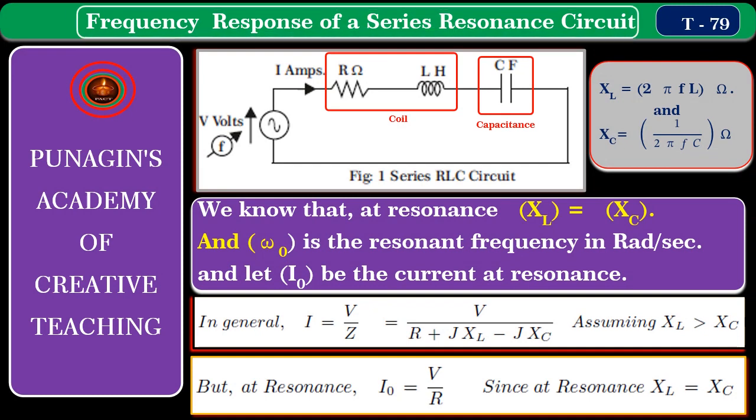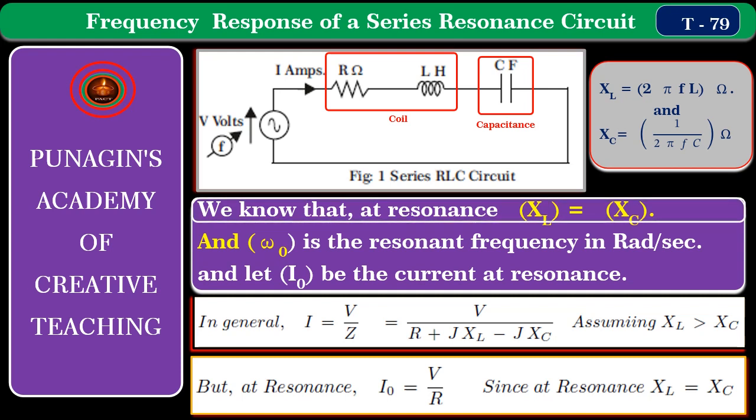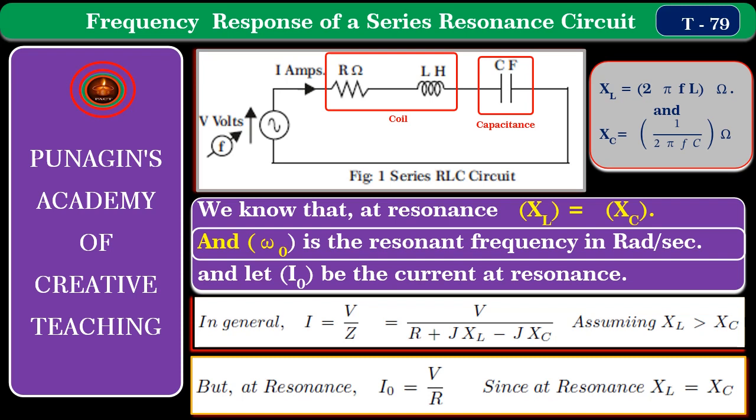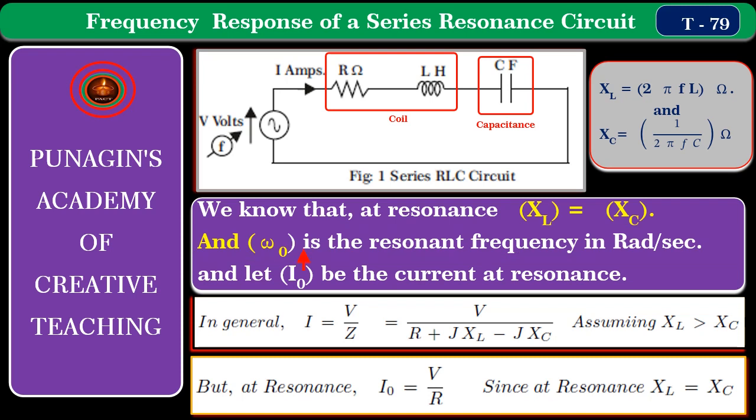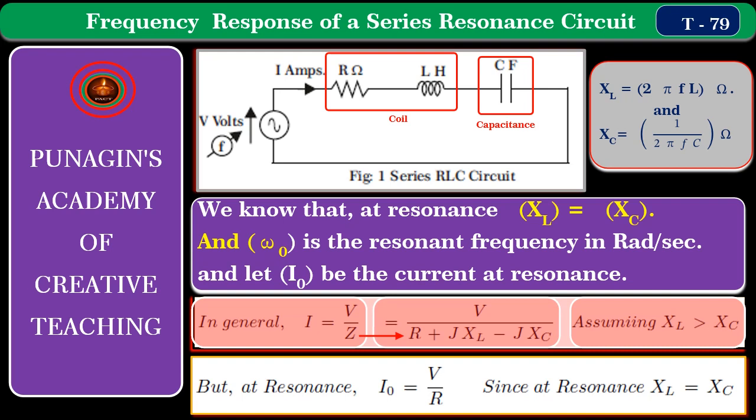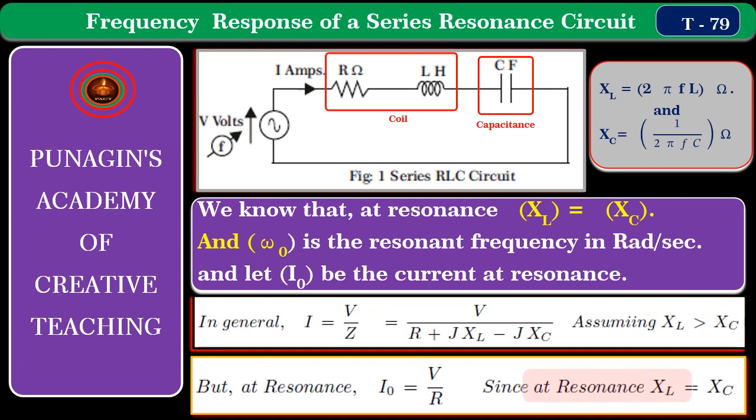Now, we shall study the frequency response of a series resonance circuit. We know that at resonance XL is equal to XC and omega naught is the resonant frequency in radians per second. Let I naught be the current at resonance, but in general I is equal to V divided by Z. Assuming XL greater than XC, we get I is equal to V divided by R plus jXL minus jXC. Since XL is equal to XC, at resonance we get I naught is equal to V divided by R.